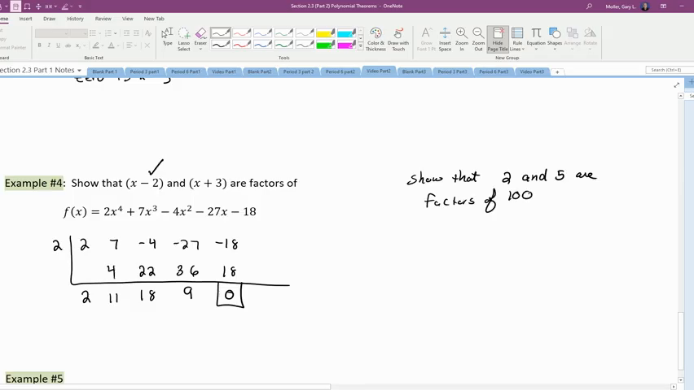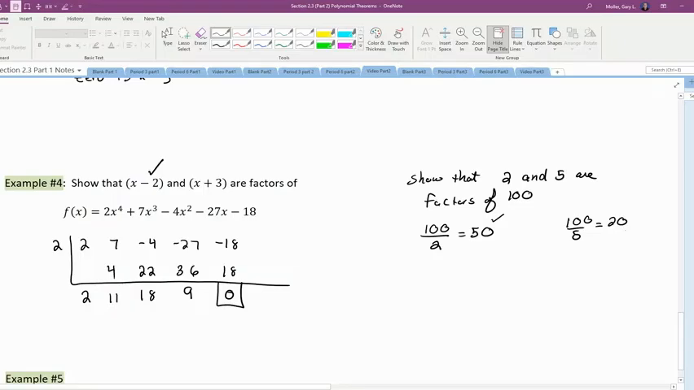Okay, so same basic question, right? Show that two different numbers are factors of a bigger thing. So what is the equivalent of what I just did? I just did 100 divided by 2, and I got 50. I got no remainder. And so yes, 2 is a factor. So I could do one of two things. I could go back and now do 100 divided by 5. Does that go in evenly, or is it a factor? And that would be yes, it's 20.